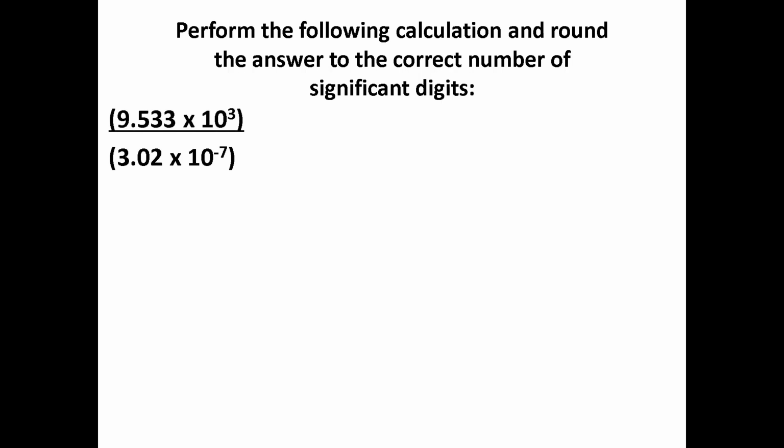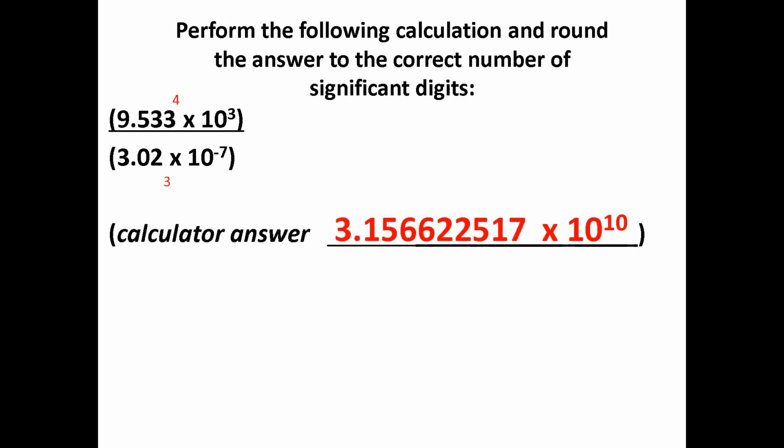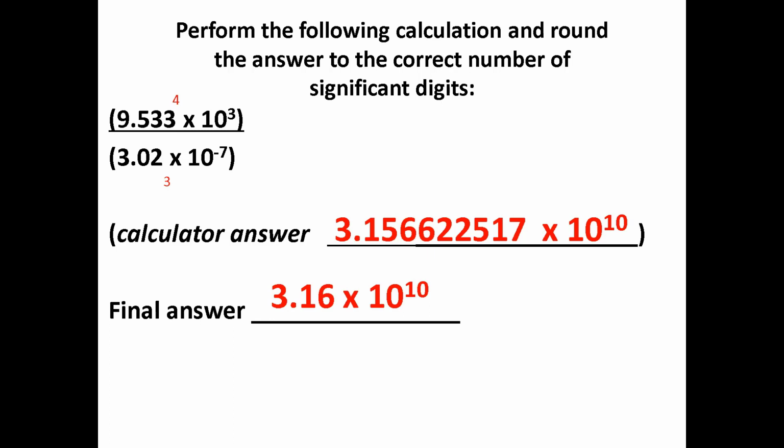Okay, so if we're looking at this example, count the significant digits in what's already there. 4 in the top number because none of them are 0. 3 in the bottom because the 0 is trapped. Remember, we're only looking at the part before the times sign. The calculator answer was this. I had 4 and 3, so I must round to 3. So my answer is 3.1, and then look behind the 5, and it needs to get rounded up, so 3.16, and then don't forget to put the times 10 to the 10 back on there.